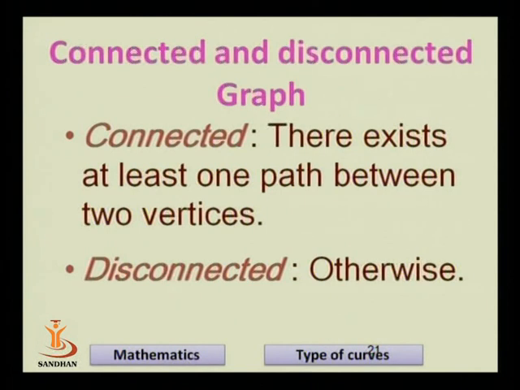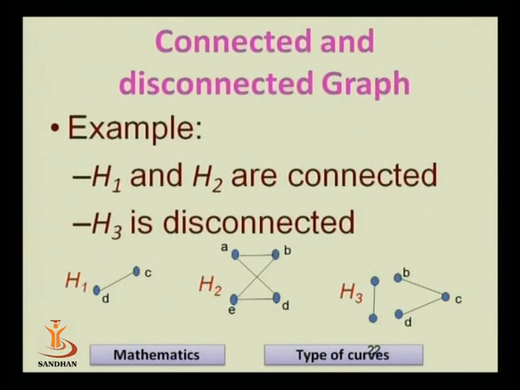So a connected graph has at least one path between every pair of vertices. If a graph is not connected, then it is a disconnected graph.